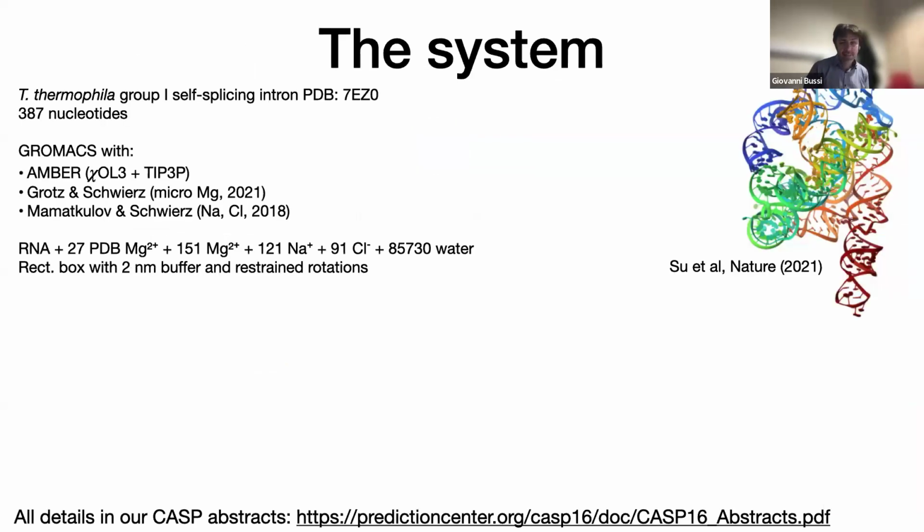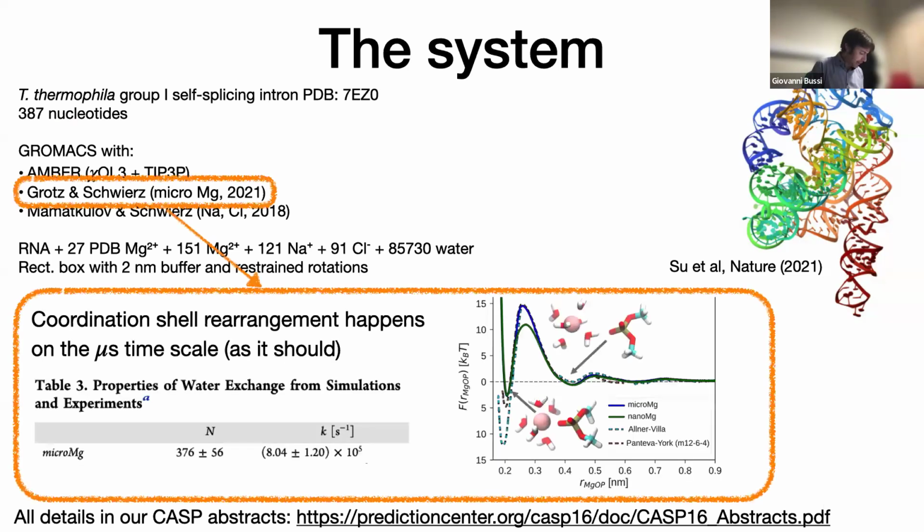Okay, so this is the system that we have studied. These are the simulation details. Maybe the only relevant thing is to notice the size, it's around 400 nucleotides, so it's a medium-sized RNA. For MD simulation, I would say it's quite large. Then another important thing to notice is that the way we modeled magnesium ions was through the microMg force field developed in the group of Nadine Schwierz a few years ago.